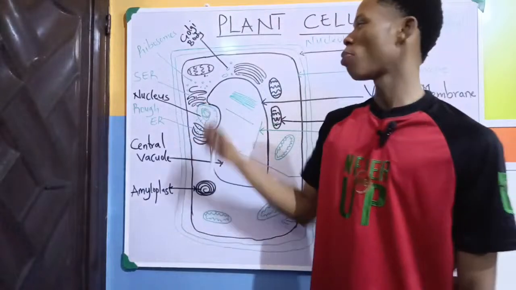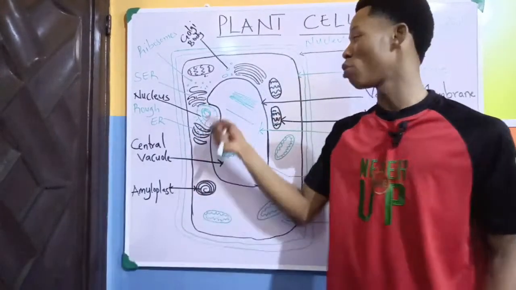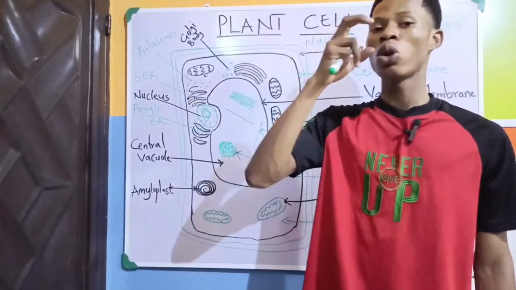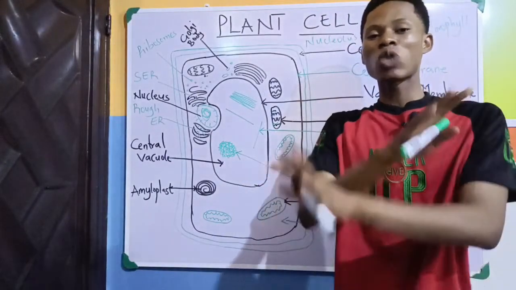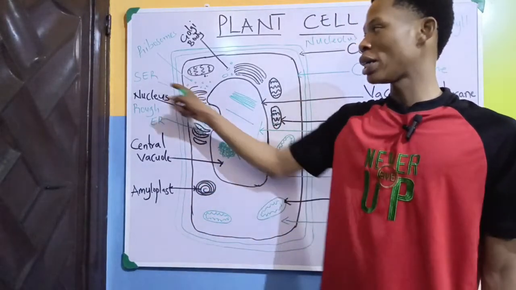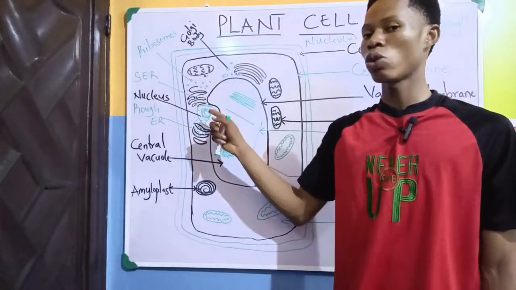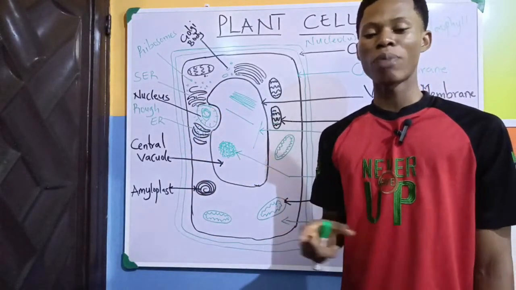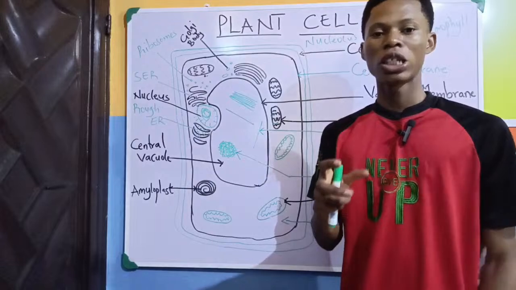But the smooth endoplasmic reticulum has no ribosome found on it. So when it is viewed under the microscope, it is very smooth. That's why it is called smooth endoplasmic reticulum. But the rough, when viewed under the microscope, it is rough.